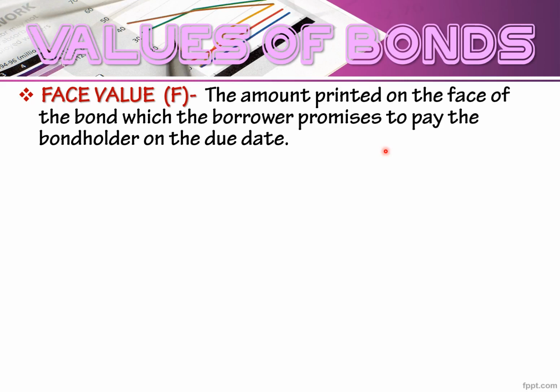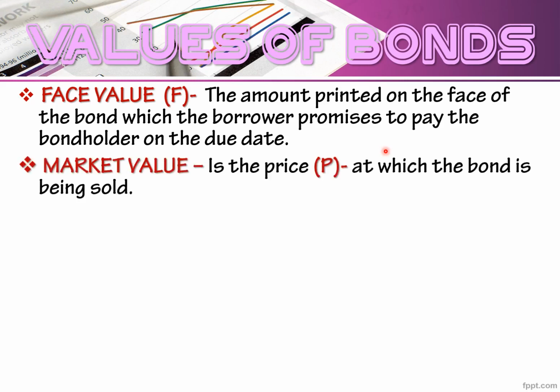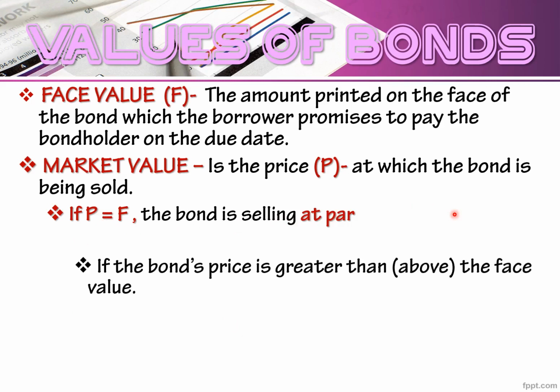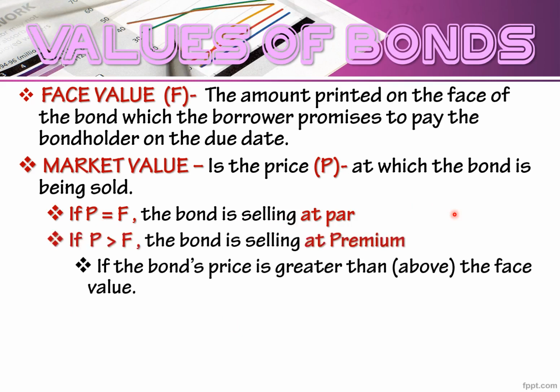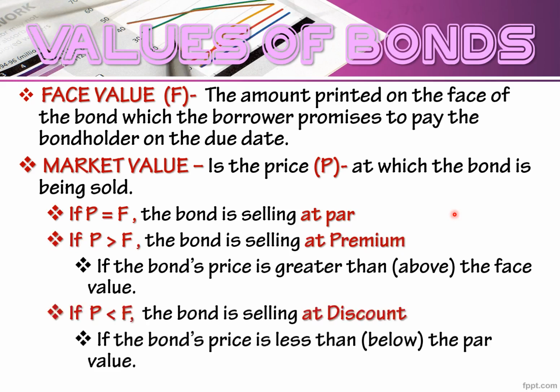Now, the market value is the price at which the bond is being sold. If the market value is equal to the face value, the bond is selling at par. If the bond price or the market value is greater than the face value, the bond is selling at premium. While if the bond's price or the market value is less than the par value or the face value, then the bond is selling at discount.